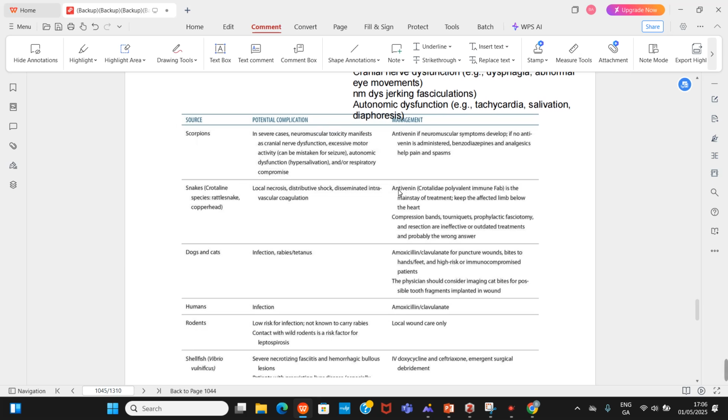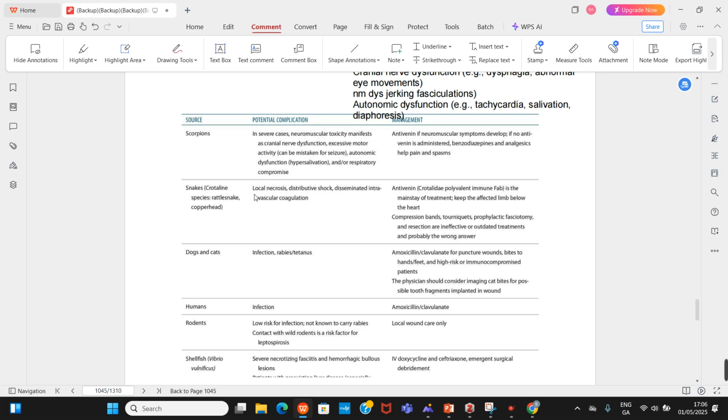Okay. Then snakes. So we have the crotaline snakes, we have the rattlesnakes and the copperhead. They are examples of snakes. So they can cause, in the area where they are biting, where they insert the venom, local necrosis, erythema. They can have shock. They suddenly become hypotensive. They can have DIC. It can be that bad.